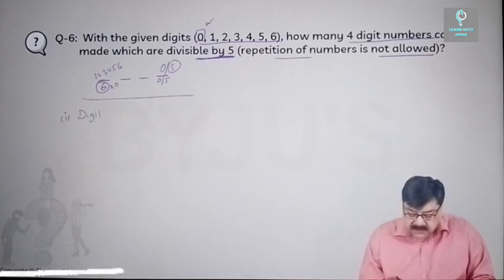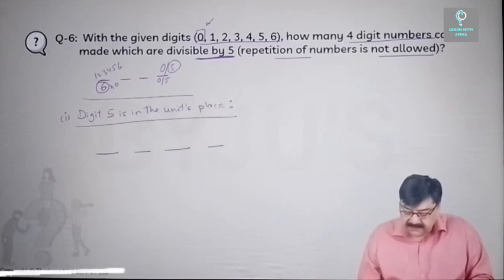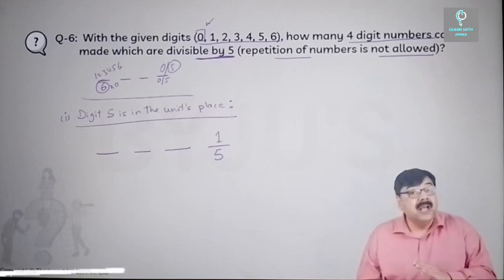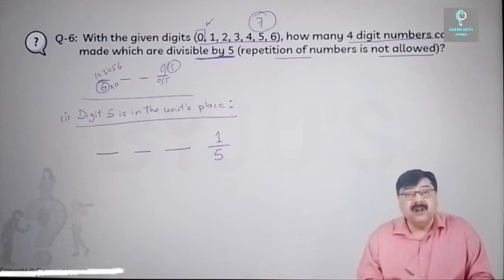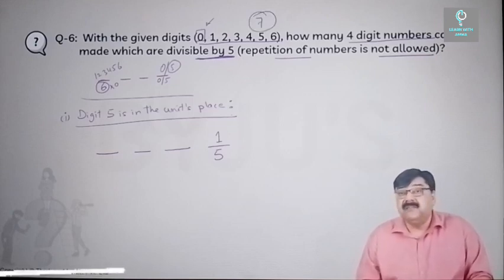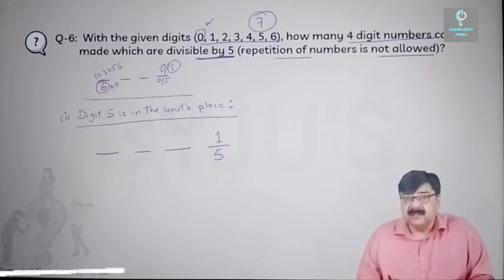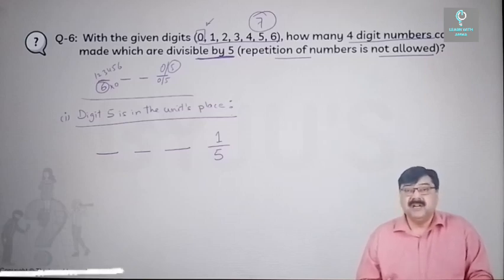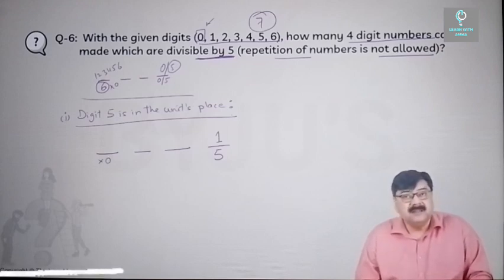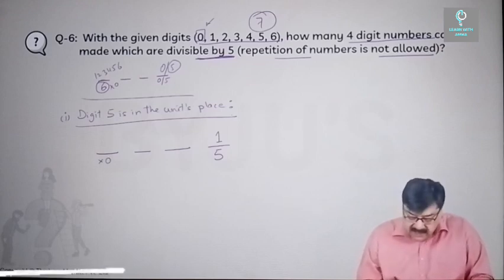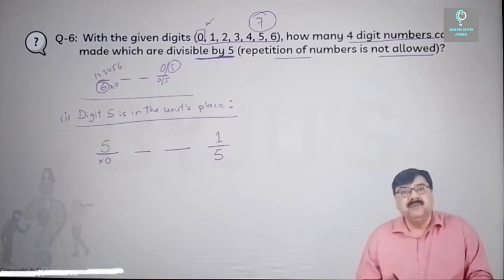So first, digit 5 is in the units place. In such a case, we have fixed digit 5 in the units place, so we have only one option here. So 1 digit has been utilized in the units place. These are 0 to 6, so 7 numbers in all. Out of 7 digits from 0 to 6, digit 5 has been utilized in the units place. Now we are left with 6 digits. Which are those? 0, 1, 2, 3, 4 and 6. But then 0 cannot occupy the thousands place, or 0 cannot be the first digit. So hence we are left with only 5 options to fill up the thousands place.